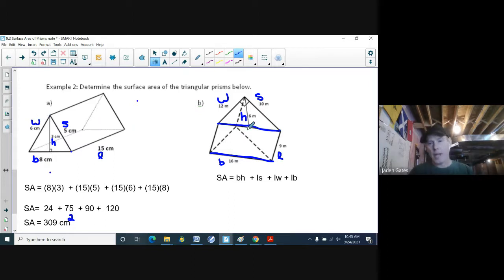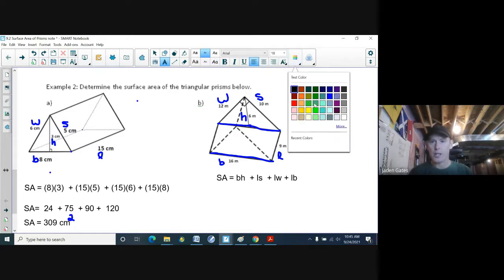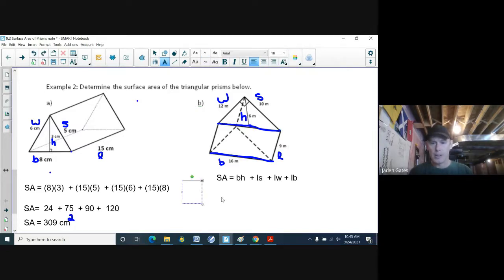All right, so I've labeled my diagram. I got my formula. Well, now it's time to do the substitution. Let's pick a different color here, separate it a bit. So I got surface area is equal to, again, now that's where I got to look at my diagram, B times H. So B is 16, H is 6. So I got a 16 times 6. Then I got an L times an S. Let's see here. L times S. L is 9. And S is, I said, was 10.